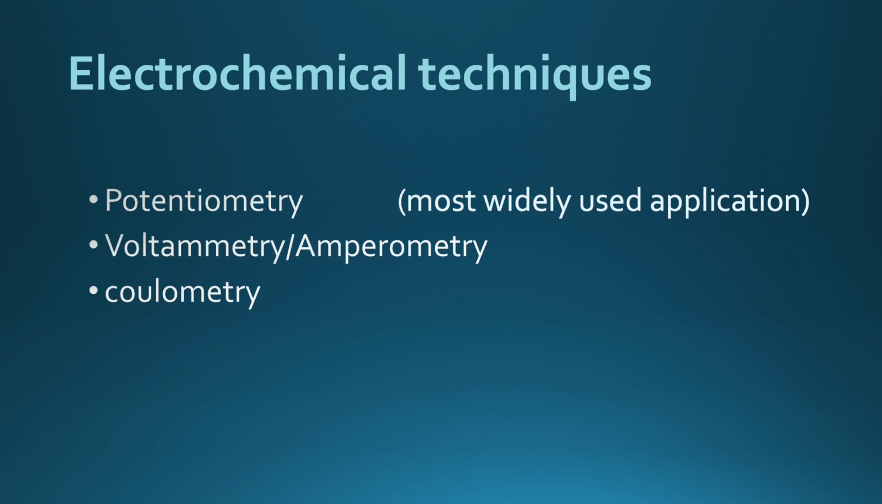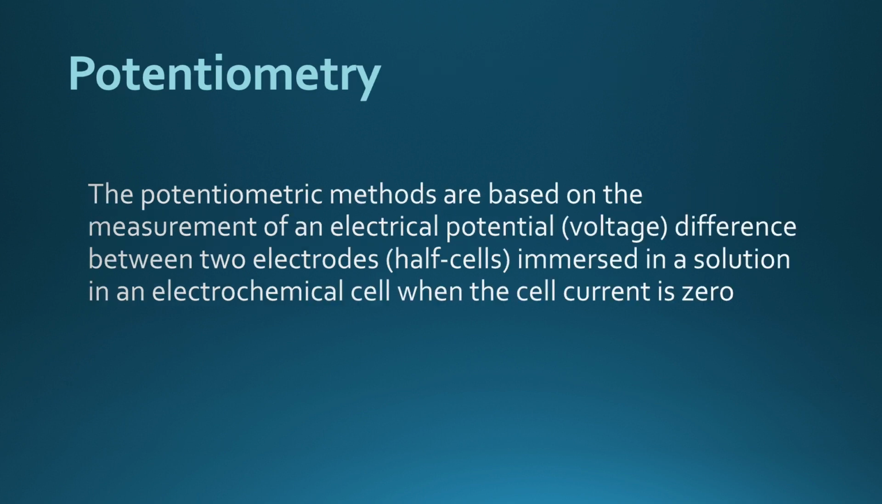Electrochemical techniques are basically potentiometry, voltammetry, amperometry, and colorimetry. The most widely used is potentiometry, and we'll start with potentiometry first of all. Potentiometric methods are based on the measurement of electrical potential or the voltage difference between two electrodes. The electrodes are called half cells. Okay, so the difference in voltage between these two electrodes is the potentiometry.